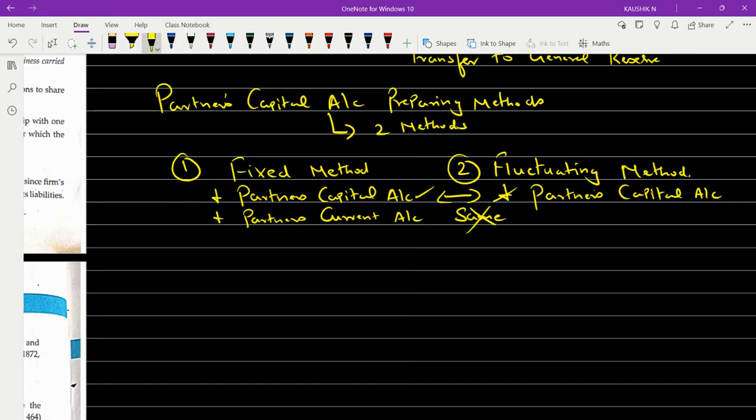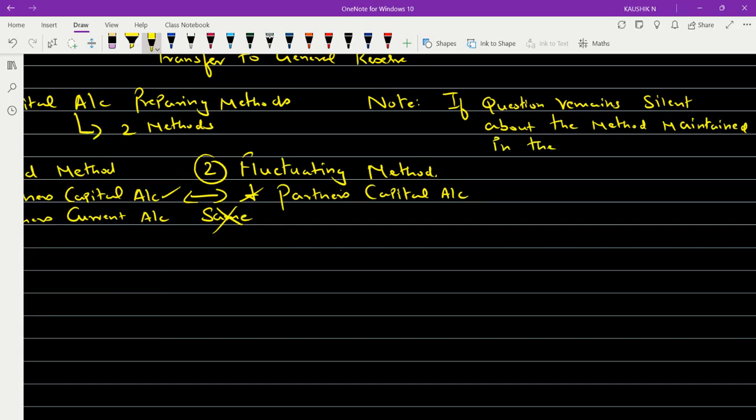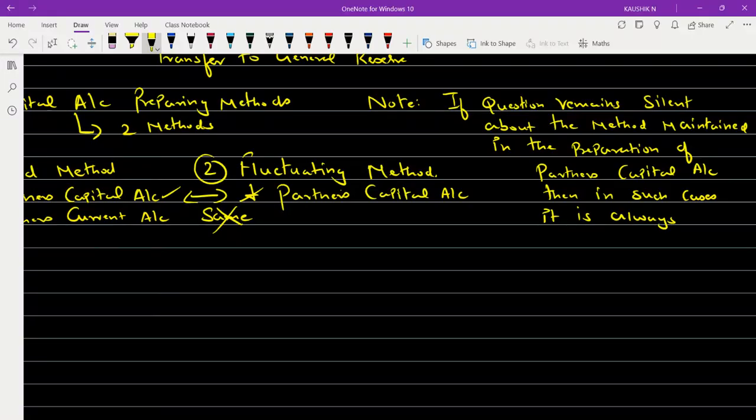And most important, the note is: if the question remains silent about the method maintained in the preparation of partner's capital account, then in such cases it is always fluctuating.